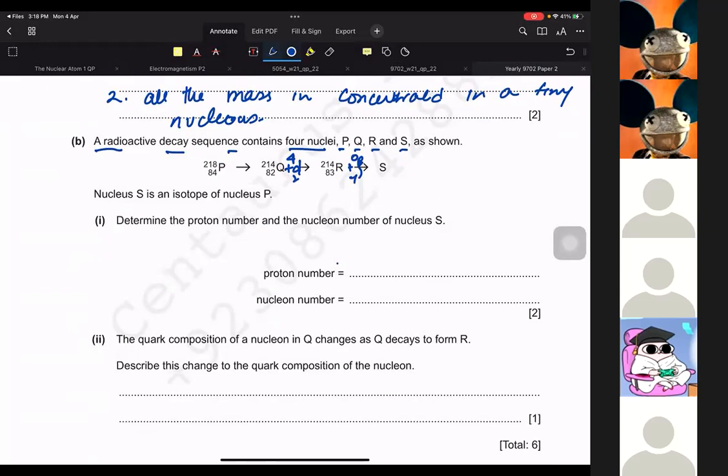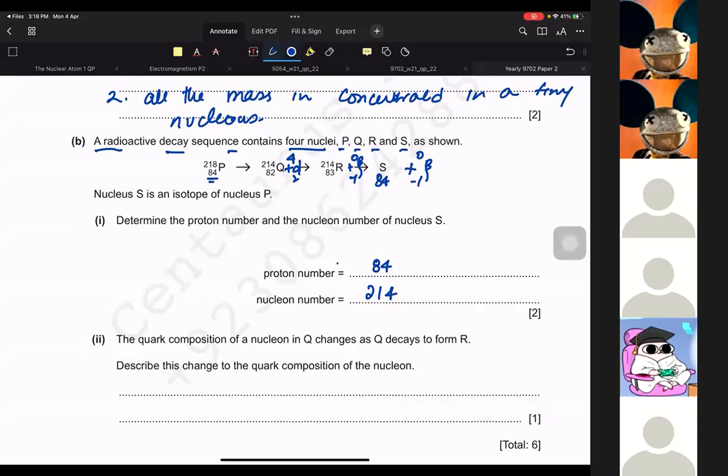Nucleus S is an isotope of P. If it is an isotope of P, it means that it should have the same number of protons and different number of neutrons. So the nucleon number should be 1 up and it should be 214. It means it gives a beta particle as well. Like this. Do you guys understand what I did here?